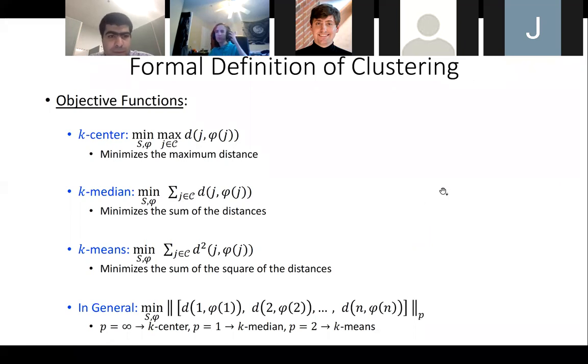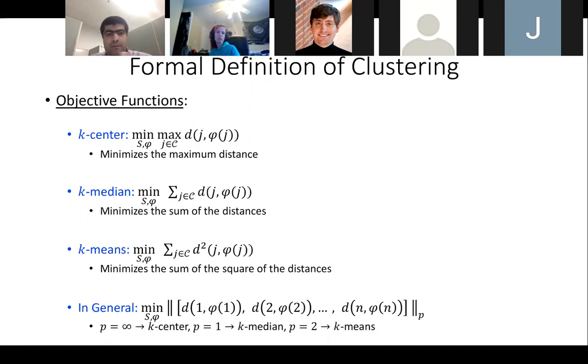Okay, so these are the clustering objectives which we will be concerned with. The K-center objective, which minimizes the maximum distance from a point to its center. The K-median objective, which minimizes the sum of the distances of a point from its center. And the K-means, which minimizes the sum of the squares of the distances from a point to its center.